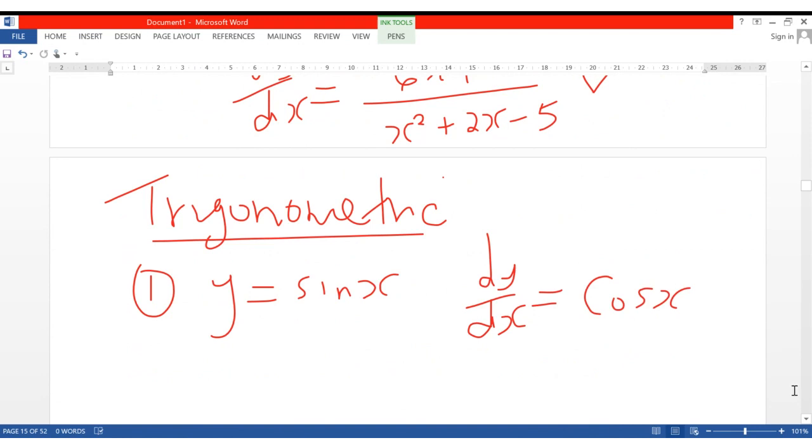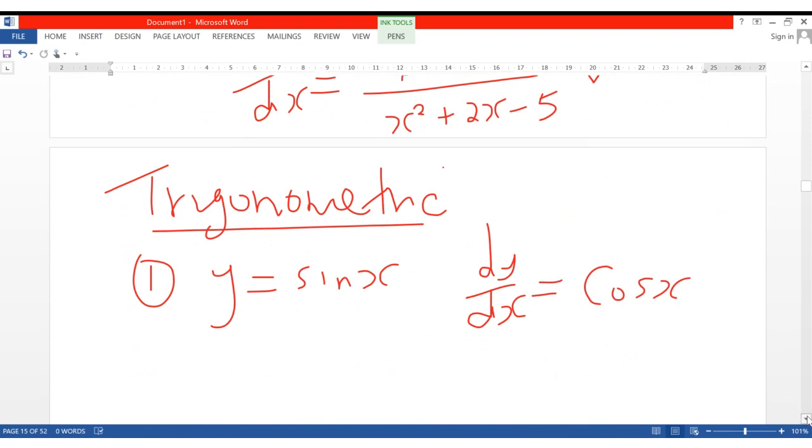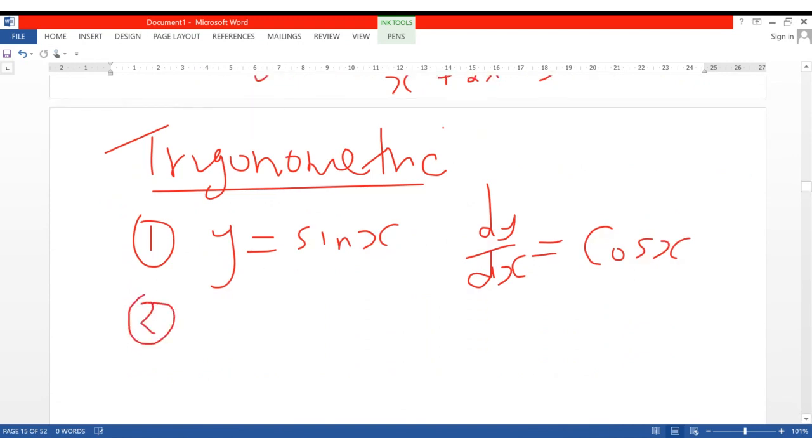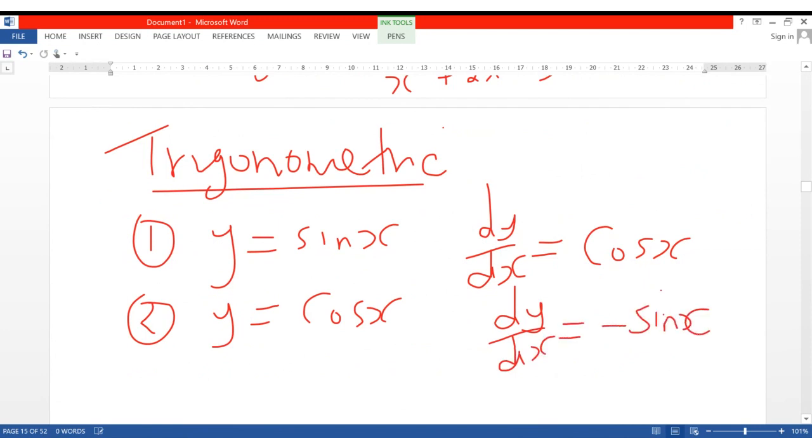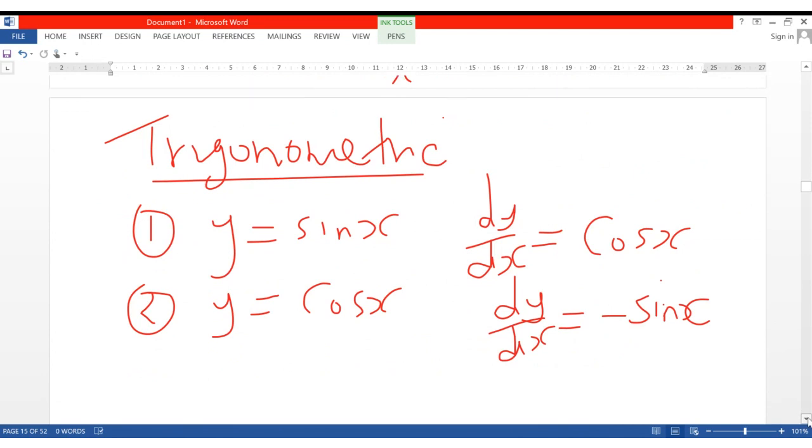The other one is the opposite now. What is y is equals to cos x? When I differentiate this one, dy dx from the table, I should be able to get minus sine x. So I want just to concentrate on these 2 examples, and then I'm done. When you differentiate sine x, you get cos x. When you differentiate cos x, you get minus sine x. Don't need to cram, they are there in your table.